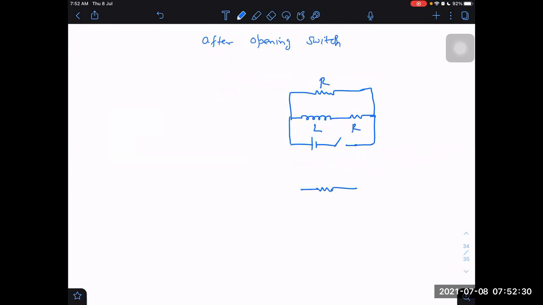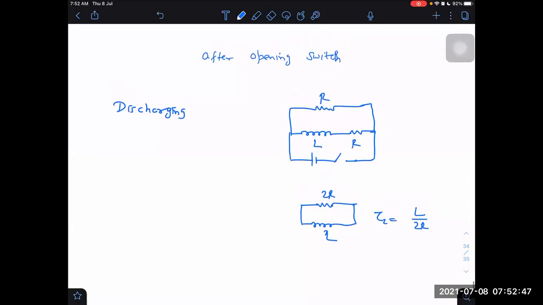This is R and R is 2R finally. And this is L. So time constant tau 2 will be equal to L by 2R. This is the time constant in the discharging circuit. In discharging, the inductor acts as a battery. What? Acts as a battery? The inductor will be acting as a battery because L into di by dt will be there in this. So yes, it will make the current flow.